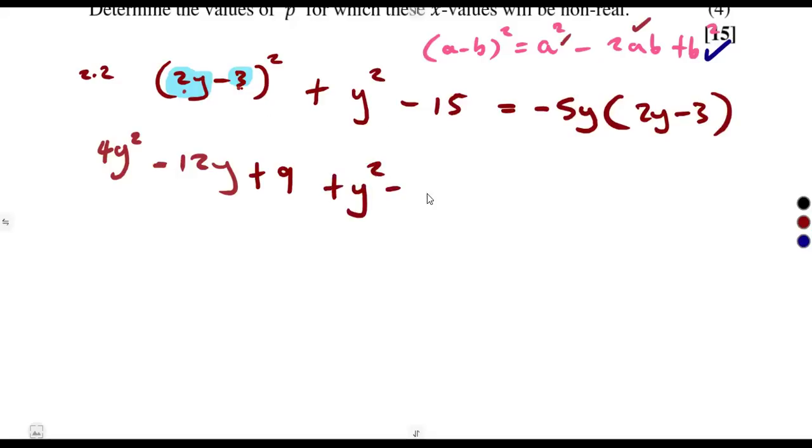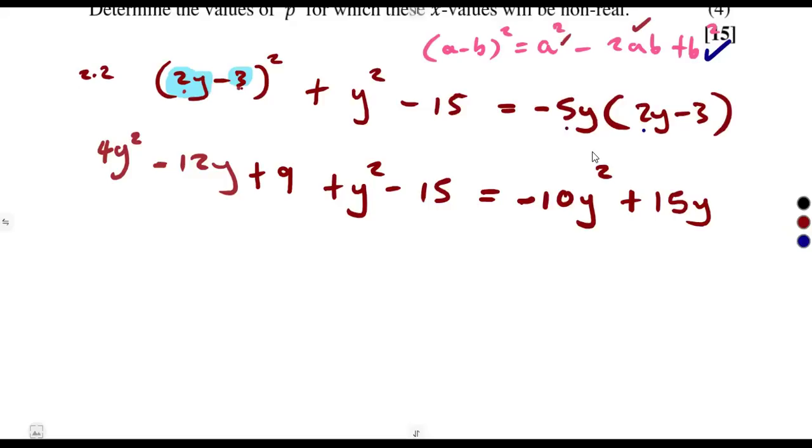So that's plus y squared minus 15 is equal to, we expand this part here, minus 5 and this positive 2. So minus 5 times 2, that's minus 10. So you're going to have minus 10y squared. Then we have the minus 5 and the minus 3. So it's going to be positive 15, minus minus, which is positive 15y there. Just like that.